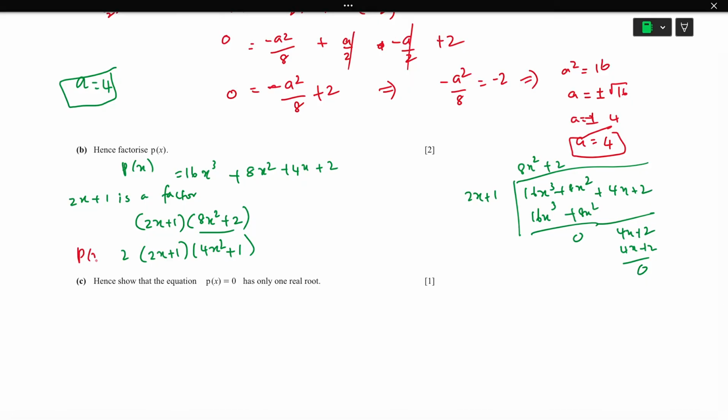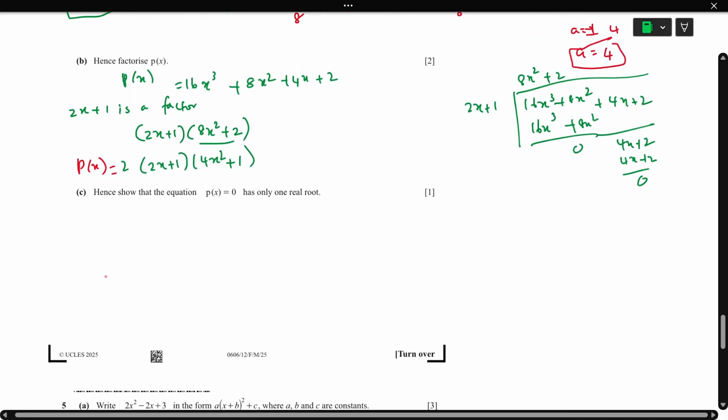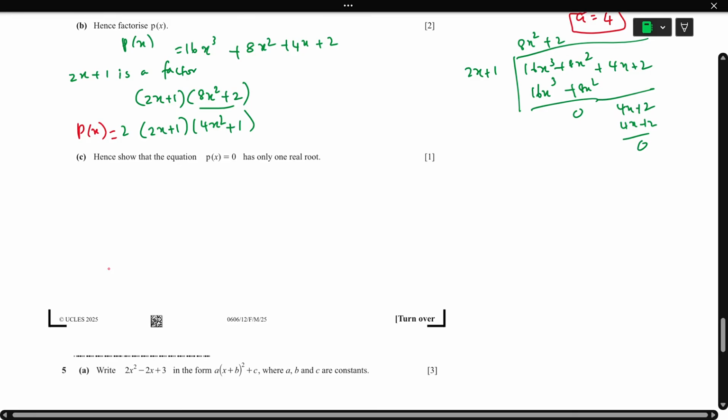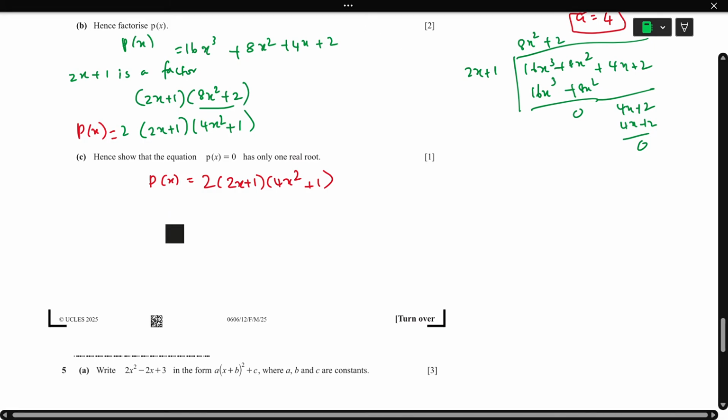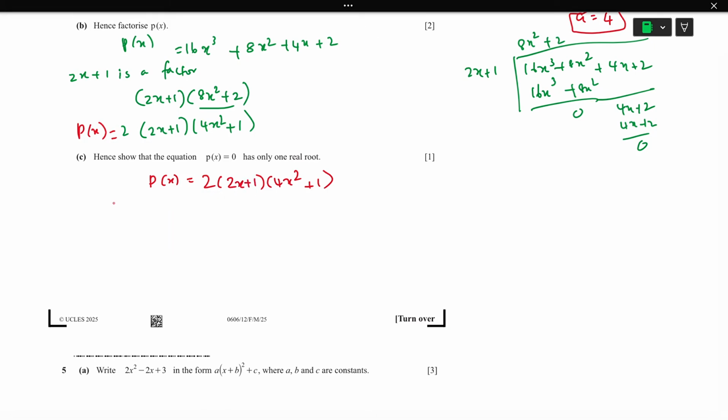So p of x equals this, the factors. Okay, so the next question: hence show that the equation p of x equal to 0 has only one root. So p of x is 2 into (2x plus 1) into (4x square plus 1). Here p of x equal to 0 means the entire thing is going to be 0. So 2 into (2x plus 1) into (4x square plus 1) equals 0. When you divide both sides, the 2 will be gone.